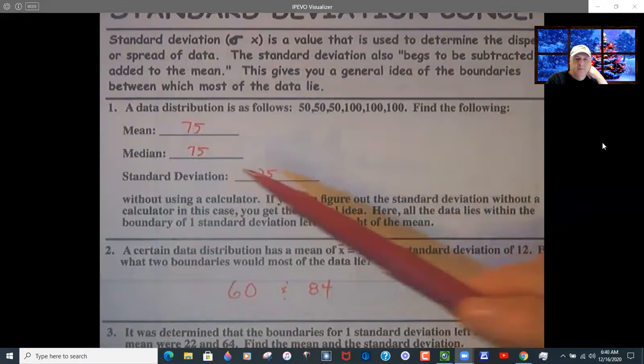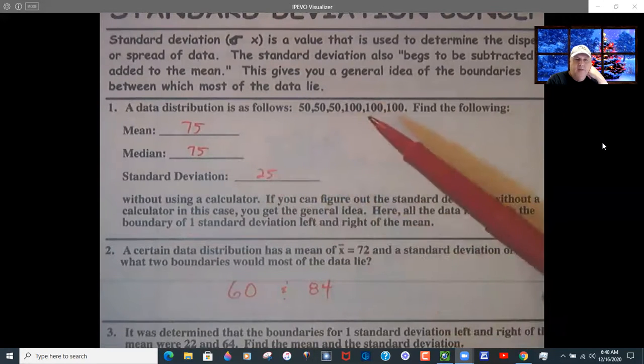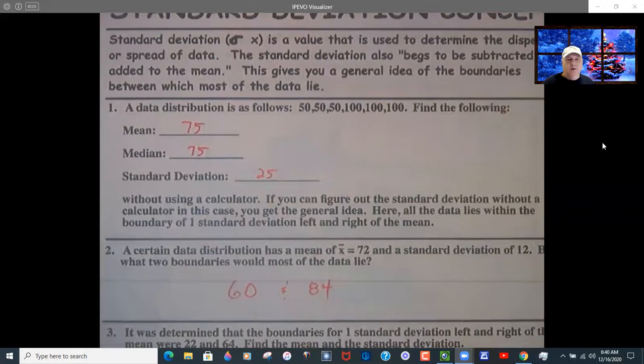So when I take 75 and I minus 25, I get 50. And I take 75, add 25, I get 100. And all the scores are 1 standard deviation away from the mean. You use the standard deviation to add and subtract from the mean, and it describes the spread of data.